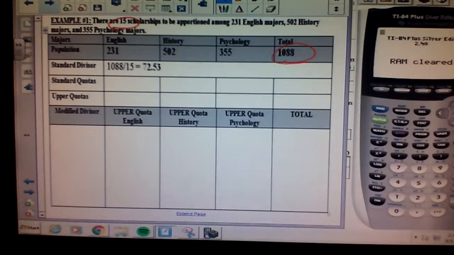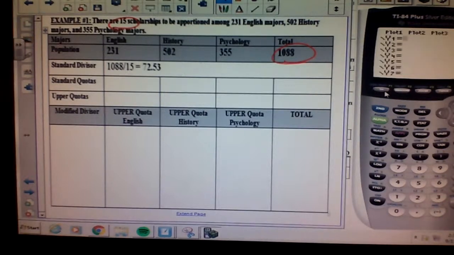So 72.53. We can just start with Y equals for this one. Enter in your population for English divided by X. Remember to clear out your calculator. Second plus 712. So 231. Y2 should be 502. And Y3 should be 355. So this is Y1, Y2, Y3.